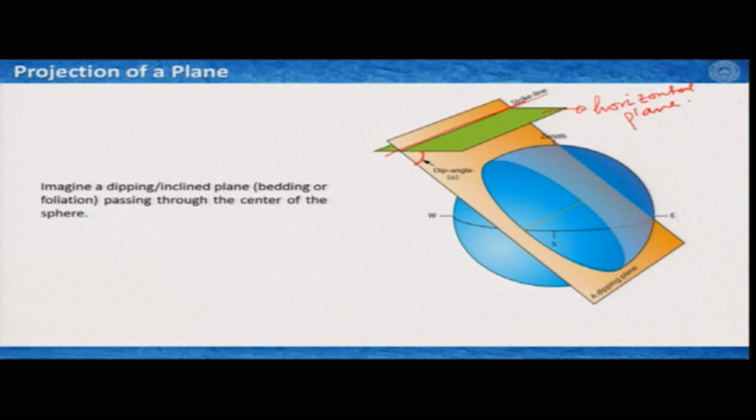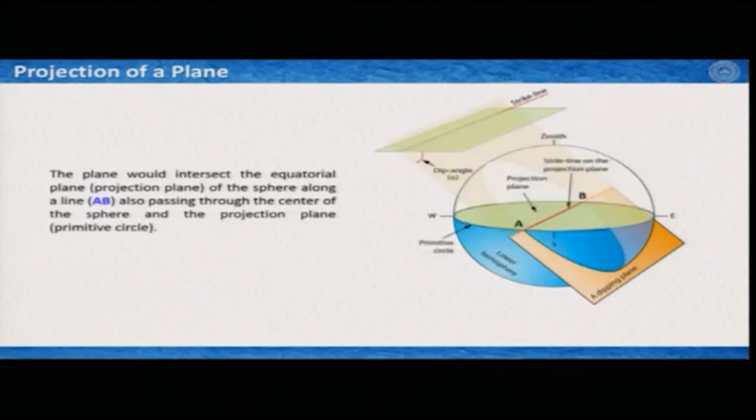Now, this plane is inserted in such a way through this circle that it passes through the center of the sphere. Again, we are concerned with the lower hemisphere, so I made the top part a little transparent to get better focus on the lower hemisphere. When this plane is passed through the center of the sphere, it intersects the projection plane, or the primitive circle, along a line A and B. Now, this line is very important because this is your strike line.